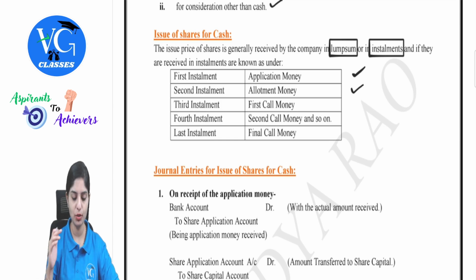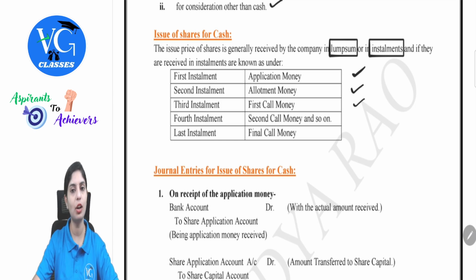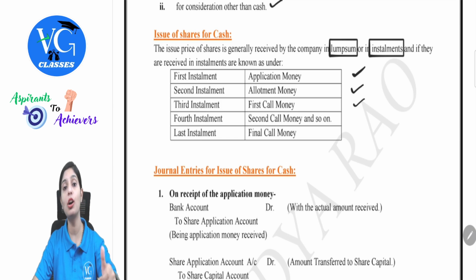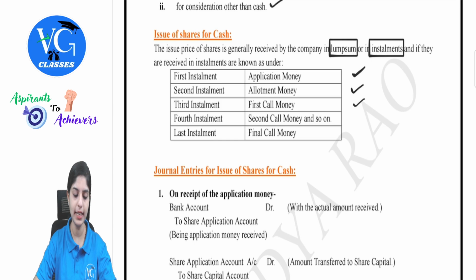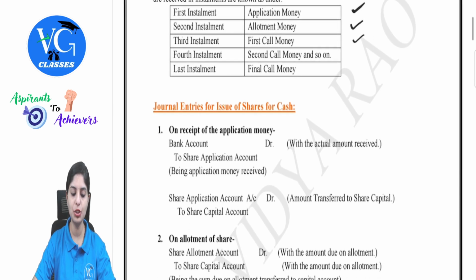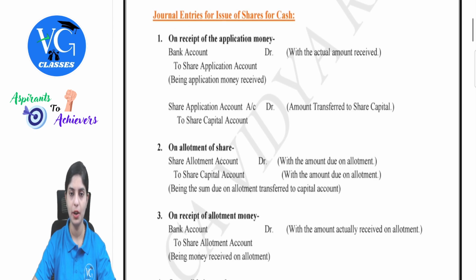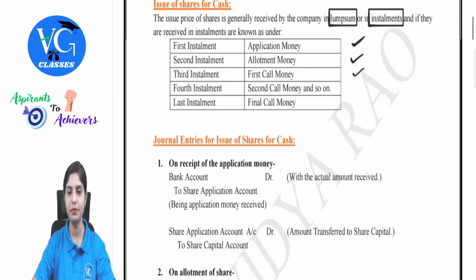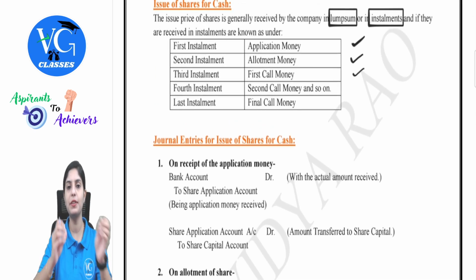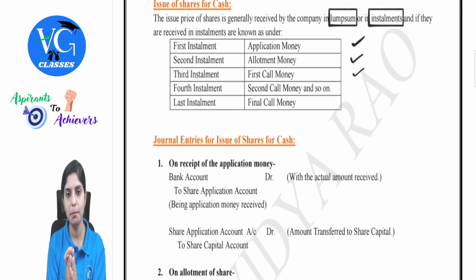Further, there could be different installments, that is first call money, second call money and so on, and the last final call money. It depends on the company how many calls they have to make. Some companies can make just a first call and restrict it to a second and final call as well. So let's understand the journal entries for issue of shares for cash. Now understand properly. We will understand the journal entry in installments. If it is lump sum, the game is simple. You will just pass one entry because you have received the entire face value in one particular installment.